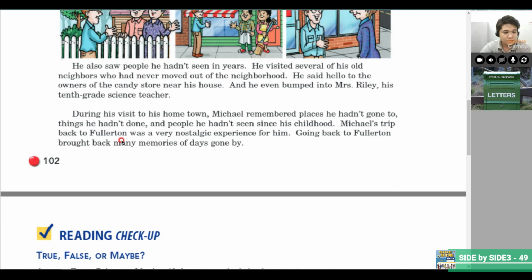Michael's trip back to Fullerton was a very nostalgic experience for him. Going back to Fullerton brought back many memories of days gone by.